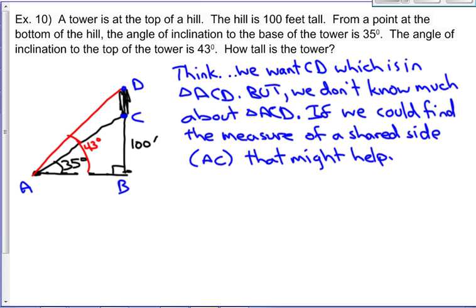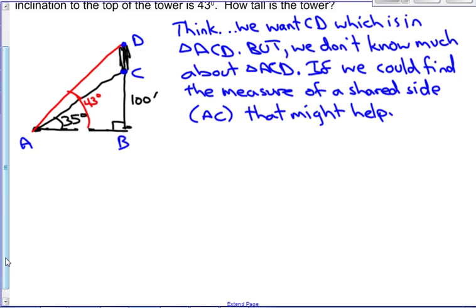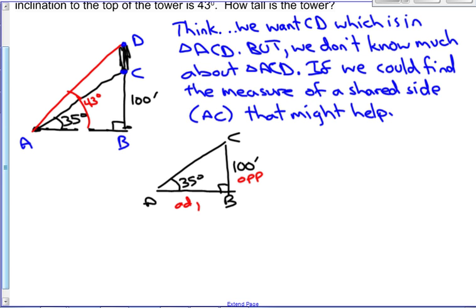Okay. And we can probably find AC. AC is in the triangle ABC. So let's split apart and take a look at the triangle ABC. And this is where having the letters helps, because you know which triangle you're looking at. So in this triangle, we've got 35 degrees. We've got 100 feet right here. That's a right angle triangle. We can use SOHCAHTOA. This is the opposite. This is the adjacent. This is the hypotenuse. And what we want is the hypotenuse. So what uses opposite and gives you hypotenuse?